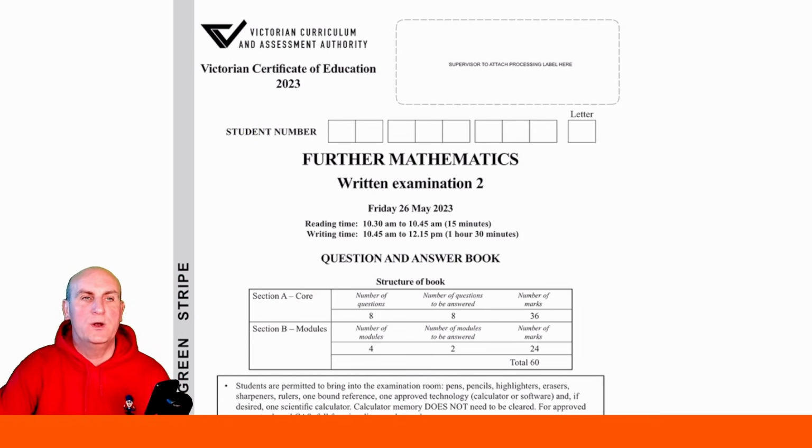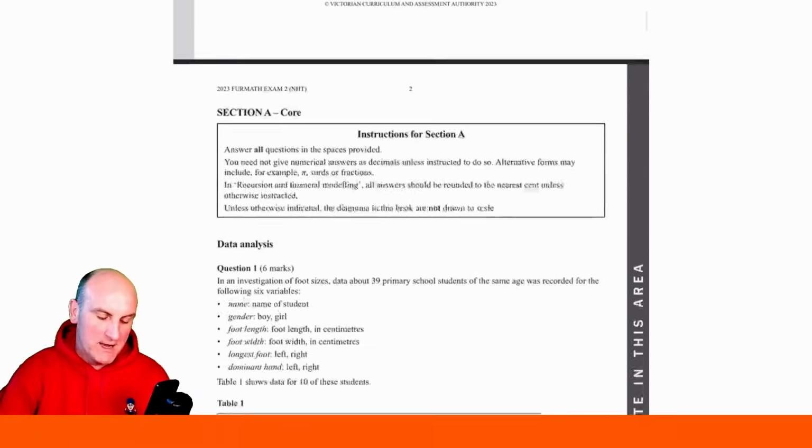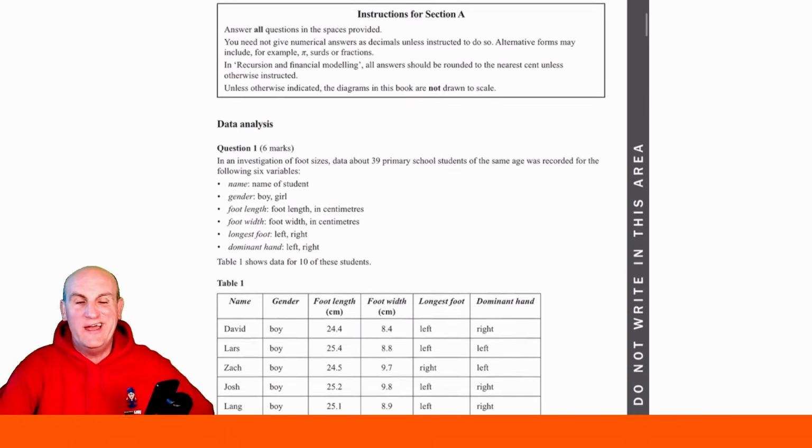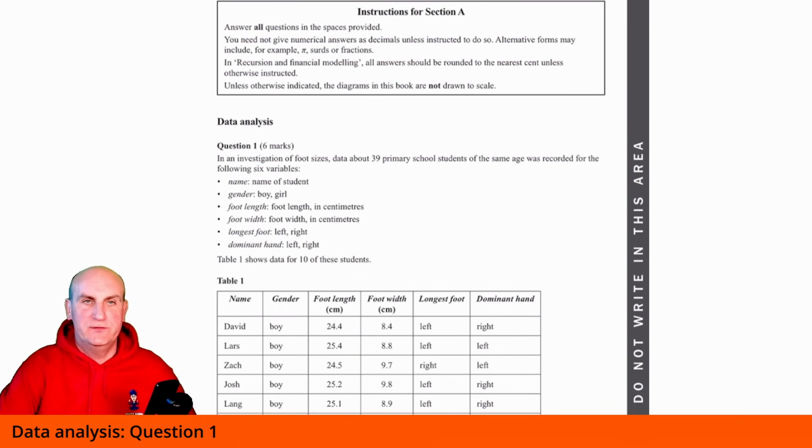Right, enough of this. What are we going to do? So I'm going to work through bit by bit. Let's start with data analysis. In an investigation of foot sizes, data about 39 primary school students of the same age was recorded for the following 6 variables: name, gender, foot length, foot width, longest foot, dominant hand.